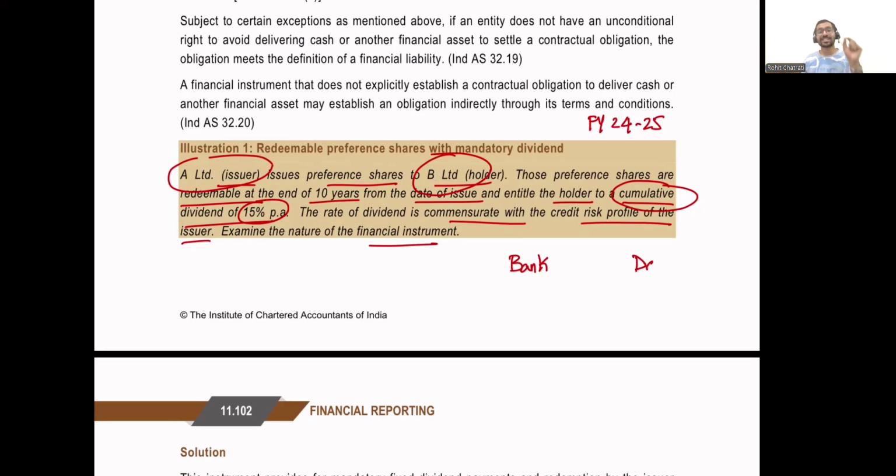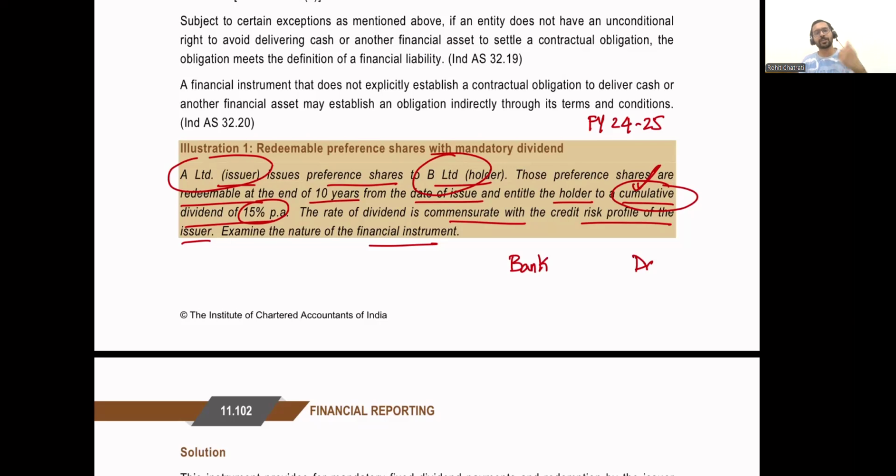So can the entity skip the payment of dividend of 15%? The answer is no. The entity is obligated to make a payment of 15% for every year. If it skips in 1 year, it is obligated to pay in the next year, because these are cumulative in nature. Because these are cumulative, the entity has an obligation to pay cash. If not in the current year, it will have to pay it in the next year. So with regards to redemption, the entity has an obligation to deliver cash at the end of 10 years. With regards to dividend also, the entity has an obligation to pay cash every year of 15% per annum.